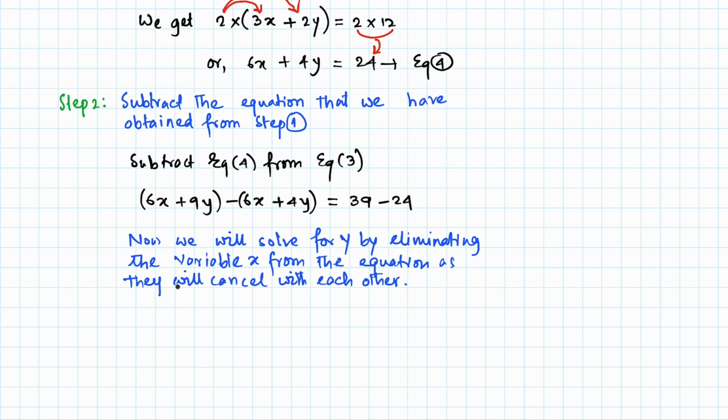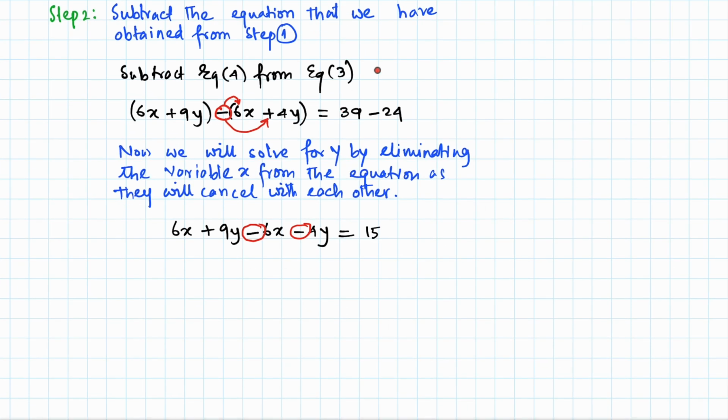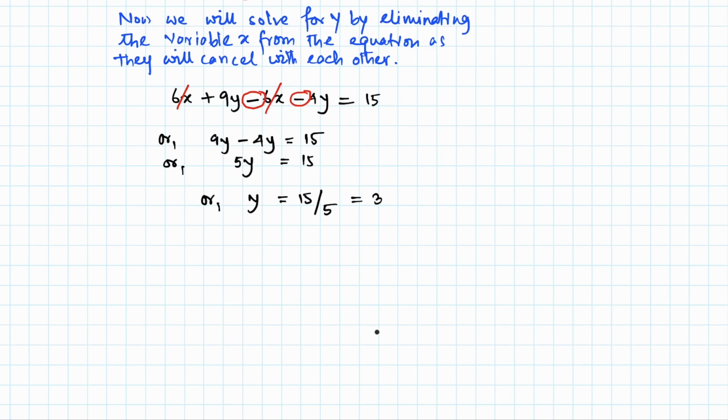other. Very simple. So let's see, 6x plus 9y, now I am opening the bracket, 6x minus 4y, plus becomes minus, and 39 minus 24 gives us 15. So this is very important. We have to take care of the sign while solving this. So we can see plus 6x and minus 6x cancelled. We are left with 9y minus 4y equal to 15. 9y minus 4y is 5y equal to 15. So y equal to 15 by 5, which will give us 3. So easy. So the value of y is 3.